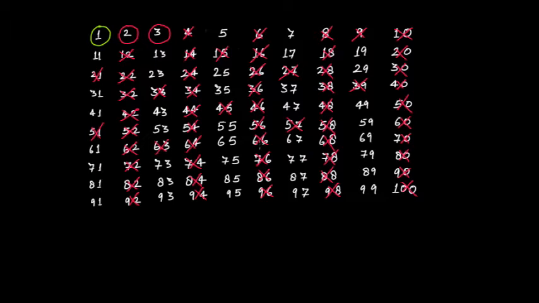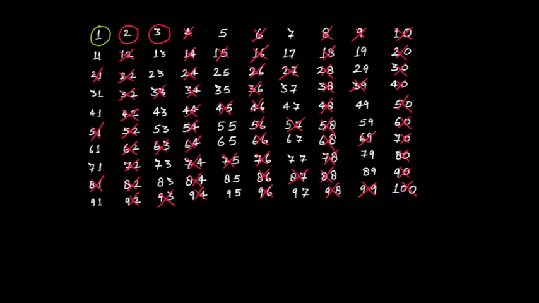63 plus 3 is 66, already gone. 66 plus 3 is 69. 69 plus 3 is 72, already gone. 72 plus 3 is 75. 75 plus 3 is 78, already gone. 78 plus 3 is 81. 81 plus 3 is 84, which is already gone. 84 plus 3 is 87. 87 plus 3 is 90, which is already gone. 90 plus 3 is 93. 93 plus 3 is 96, which is already gone. 96 plus 3 is 99. So these were all multiples of 3, and any multiple of 3 would not be a prime number.